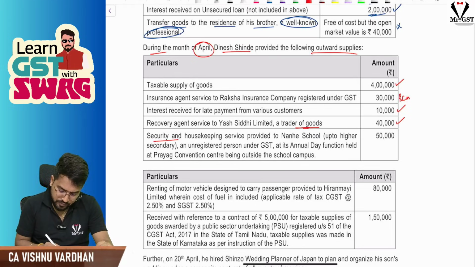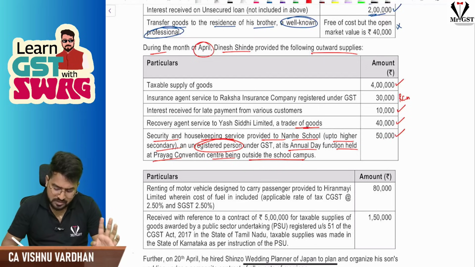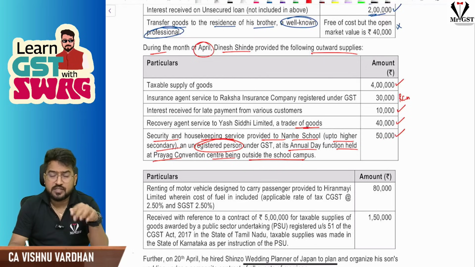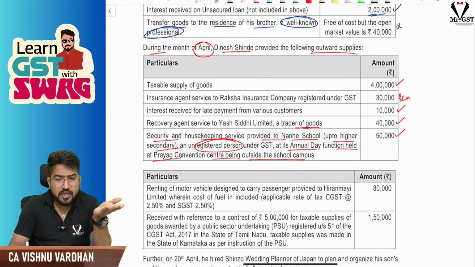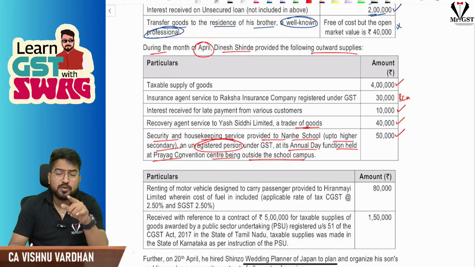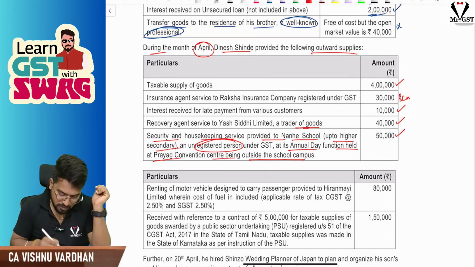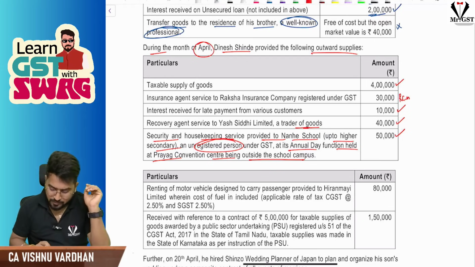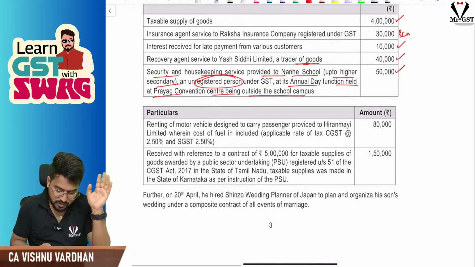Security and housekeeping services provided to a school up to higher secondary school, an unregistered person. Annual day function held at Prayag Convention Center, outside the school campus. Outside the school campus, taxable. And security services: security services by any person other than a body corporate to a person registered under GST, only then RCM will come. So here RCM will not come, right? This is taxable in the hands of Dinesh only.